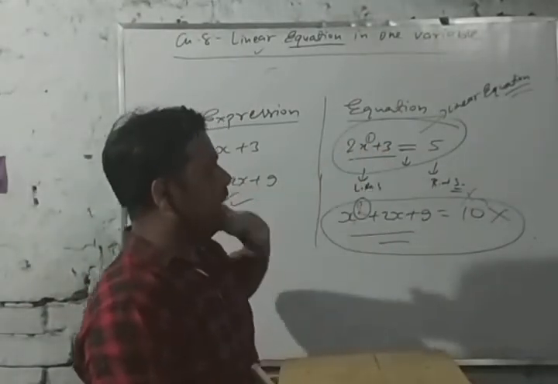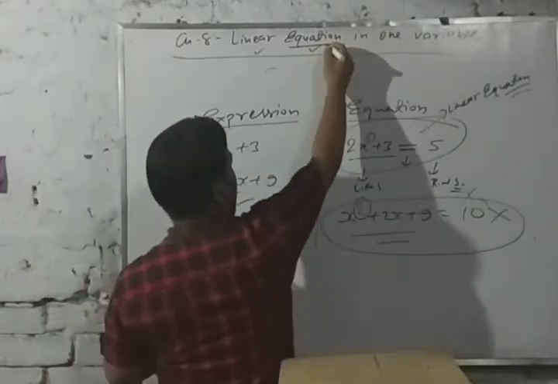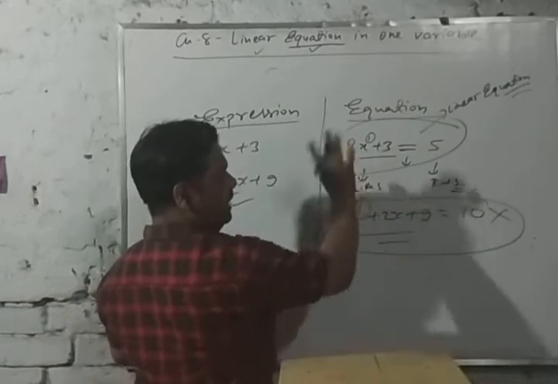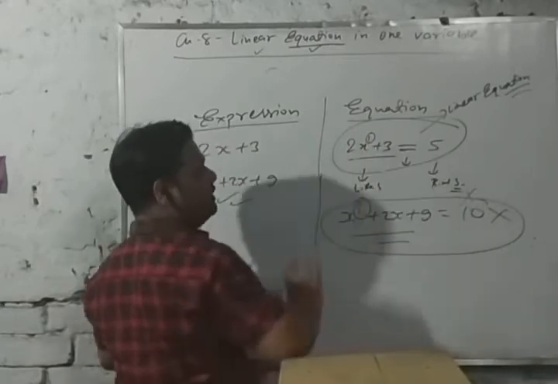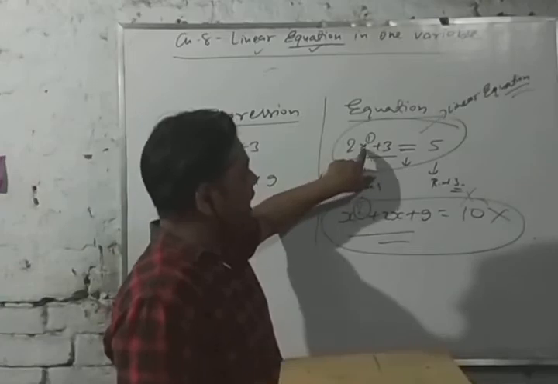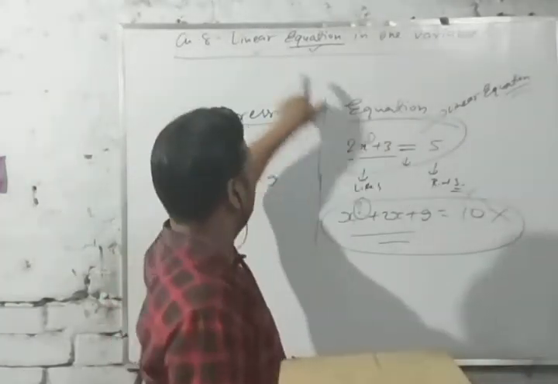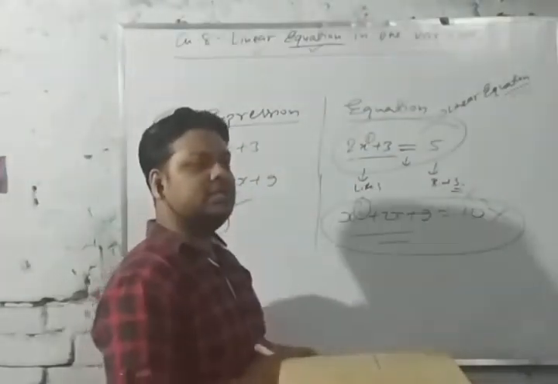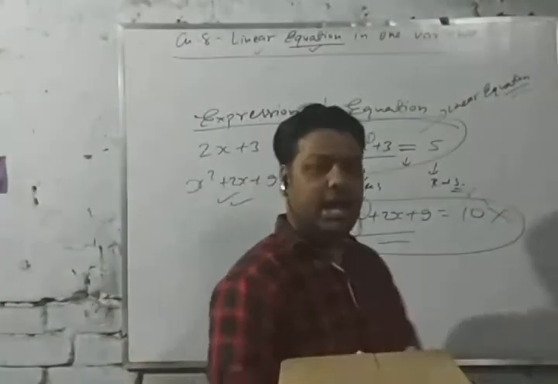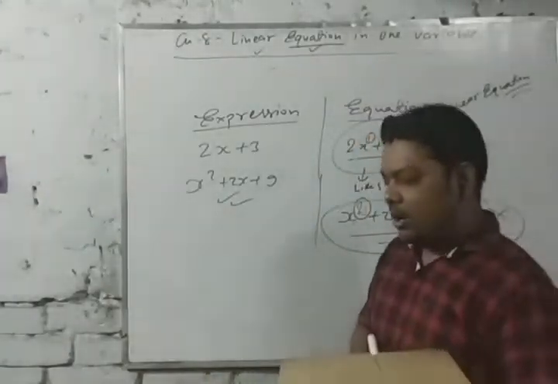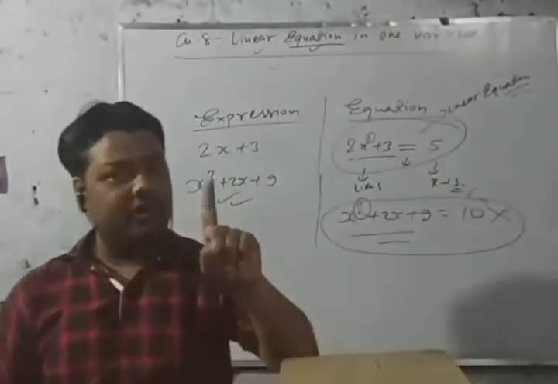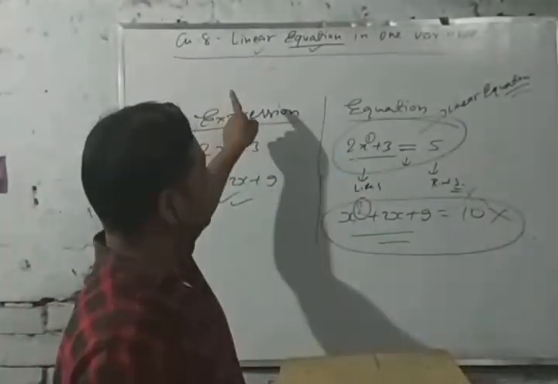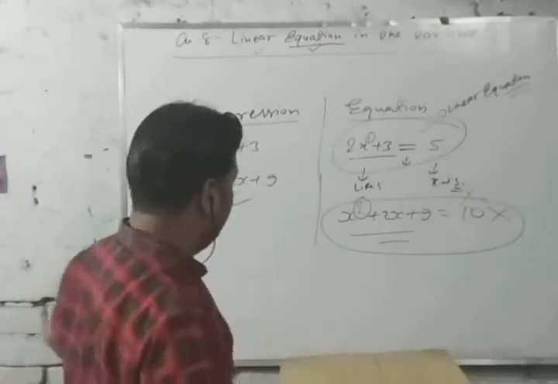So an equation has an equal sign, expression, and both LHS and RHS. And if the variable has power only 1, then it is called linear. So linear equation is done. Now one variable. If an equation has only one variable, then it is called a linear equation in one variable. Let's see.